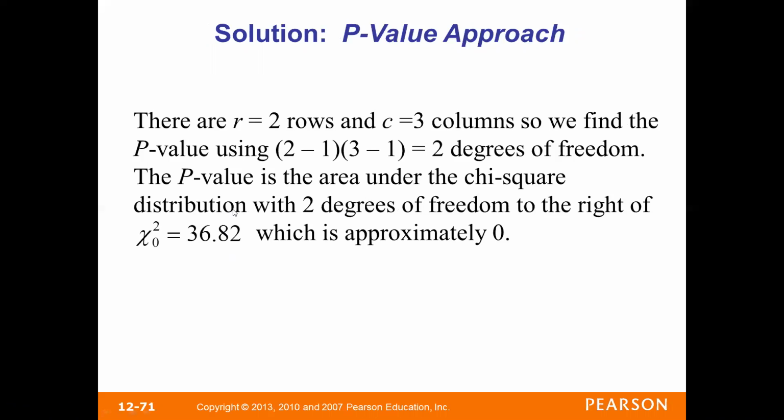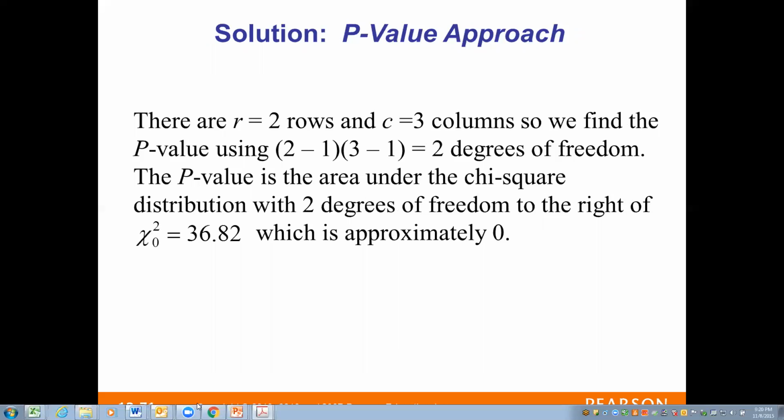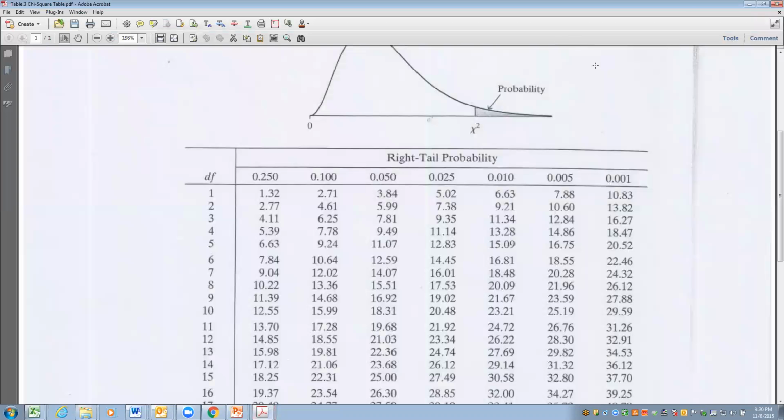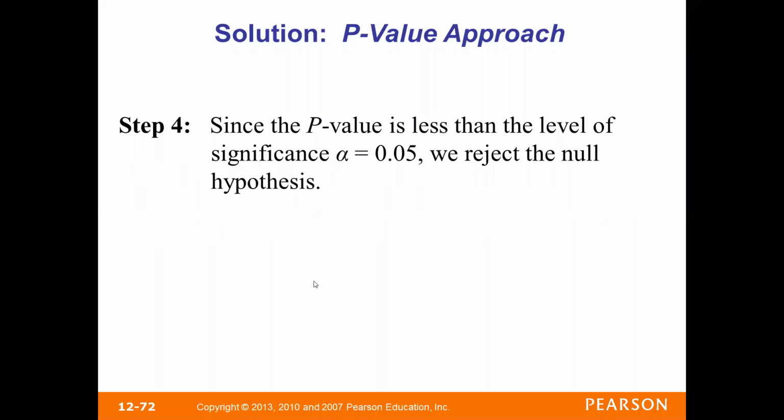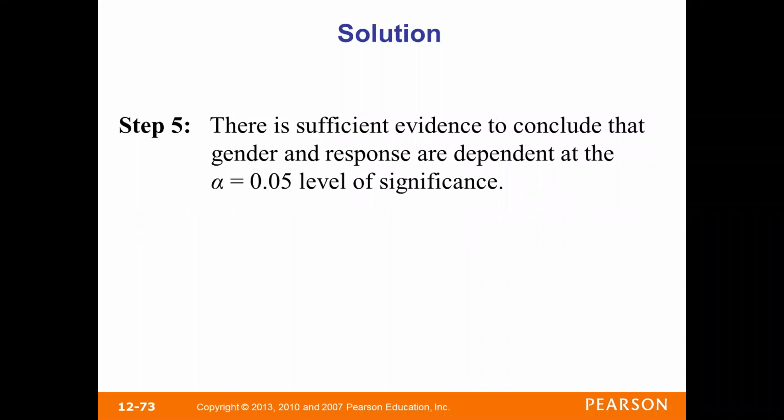If we try to find the p-value for this, looking at our chi-squared table, on the 2 row, 36.82 would be way out past this last column. So I know the p-value is much less than 0.001. Because the p-value is less than 0.05, we again would reject the null hypothesis. So no matter if we take the classical approach or the p-value approach, we come up with the same conclusion. There is sufficient evidence to conclude that gender and response are dependent.